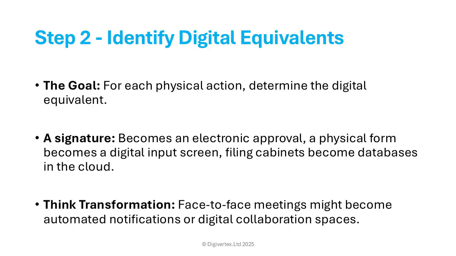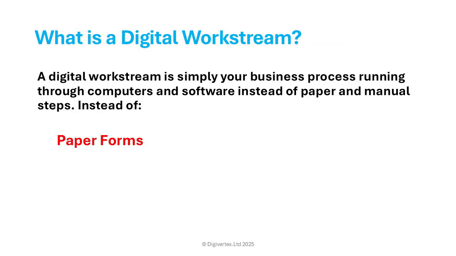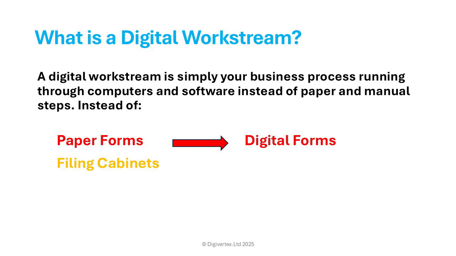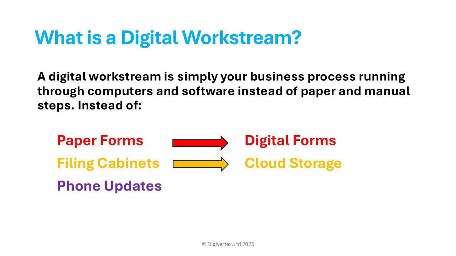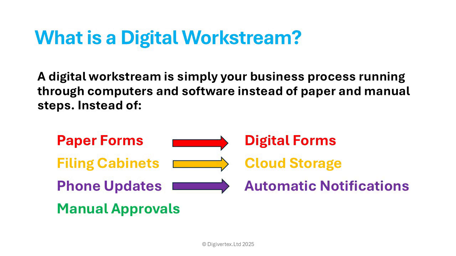In step 2, we want to identify the digital equivalents. So for each physical action, determine a digital equivalent. A signature becomes an electronic approval, for example. A physical form becomes a digital input screen. And of course, your filing cabinets are just databases in the cloud. Think how you can transform these processes.